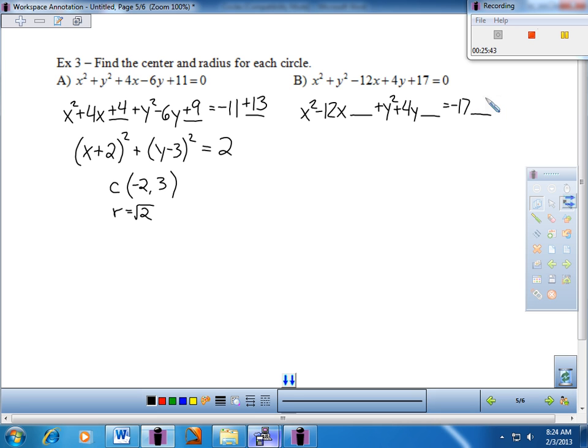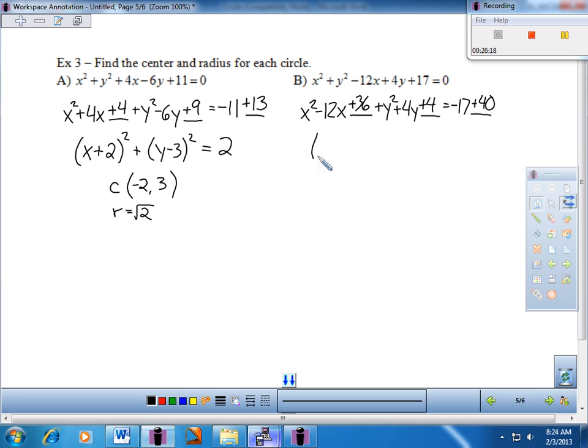All right, so let's figure this out. Negative 12 divided by 2 is negative 6. Negative 6 squared, 36. 4 divided by 2 is 2. 2 squared, 4. Beautiful. And it looks like what I've added here is a 36 and 4, so that's 40. And so as a result, 40 on that side.